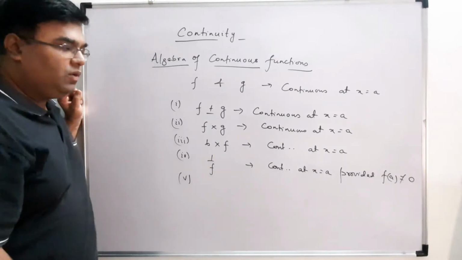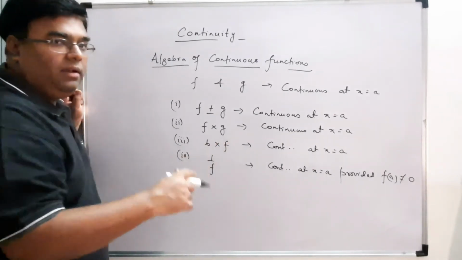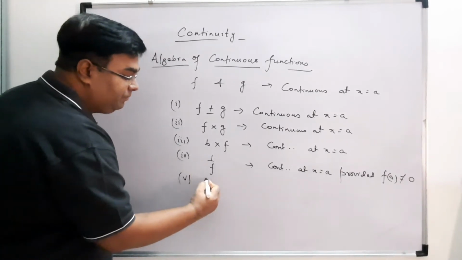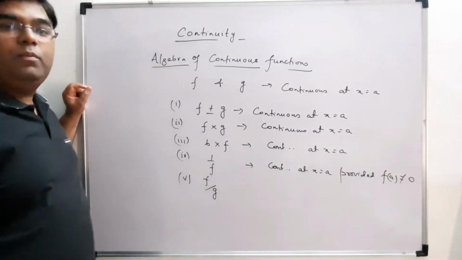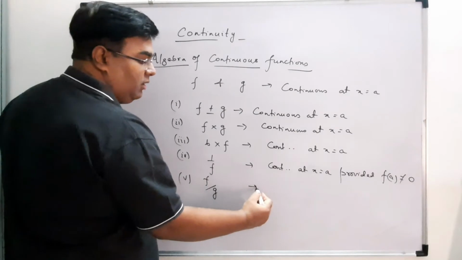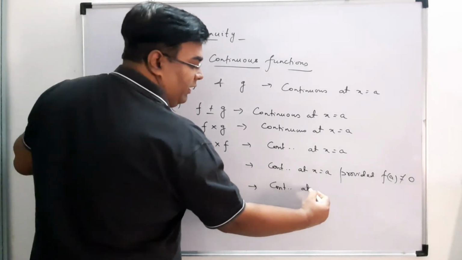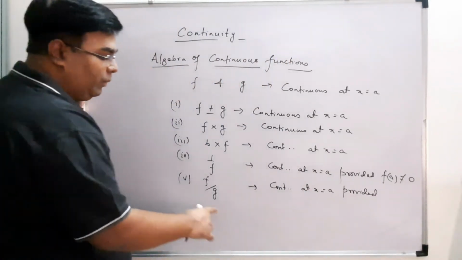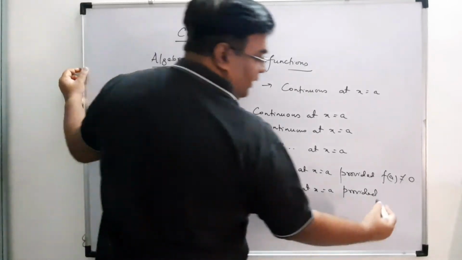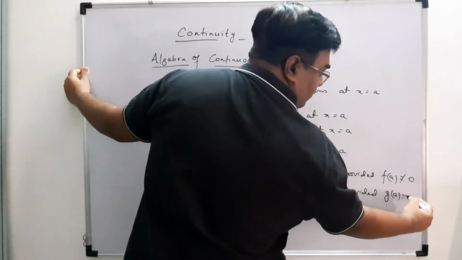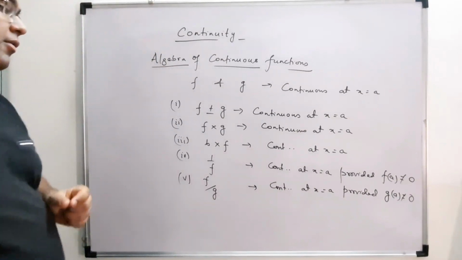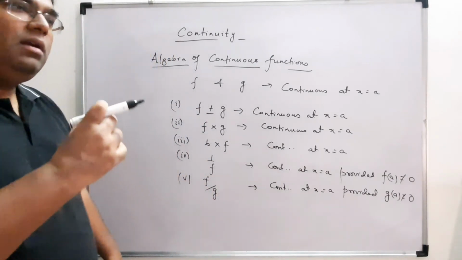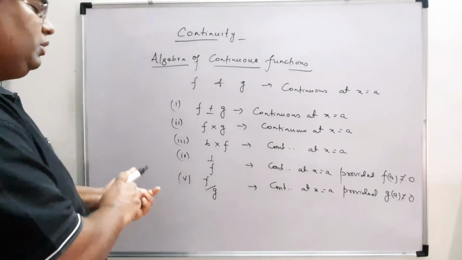Similarly for g also, 1 by g is continuous provided g(a) is not equal to 0. Then f upon g divided by g is again continuous at x is equal to a, provided, now the denominator has g, so g(a) should not be equal to 0. If you take g by f, then f(a) should not be equal to 0. So whatever is in the denominator should not be equal to 0.